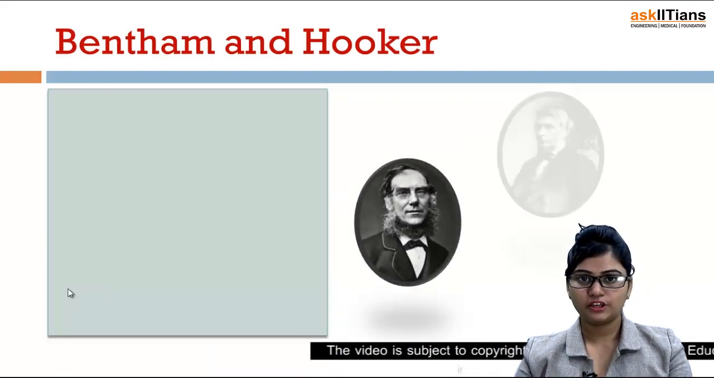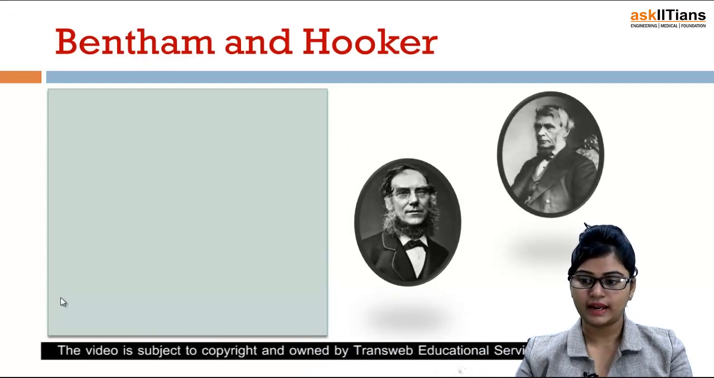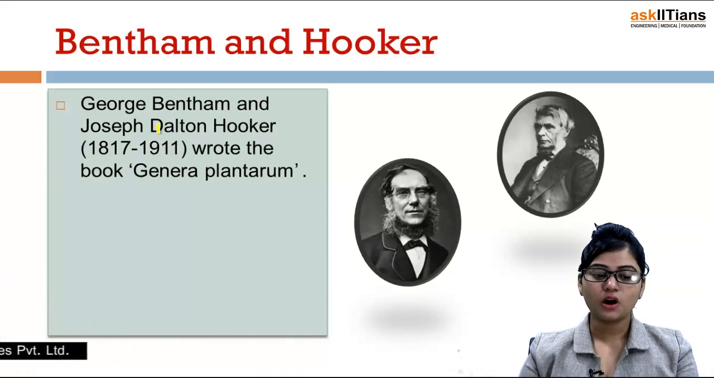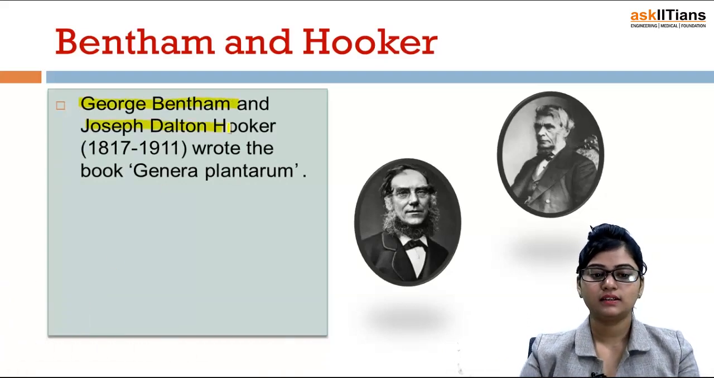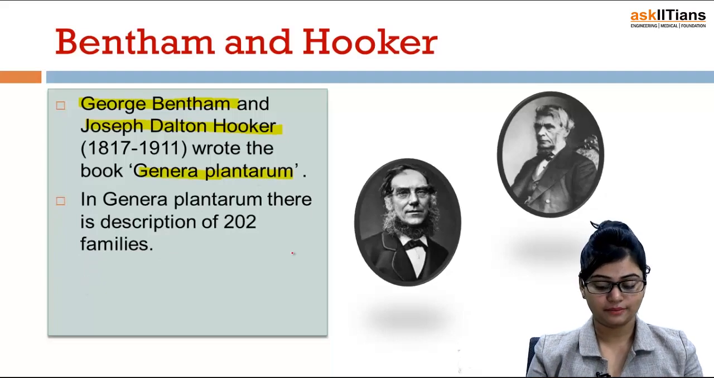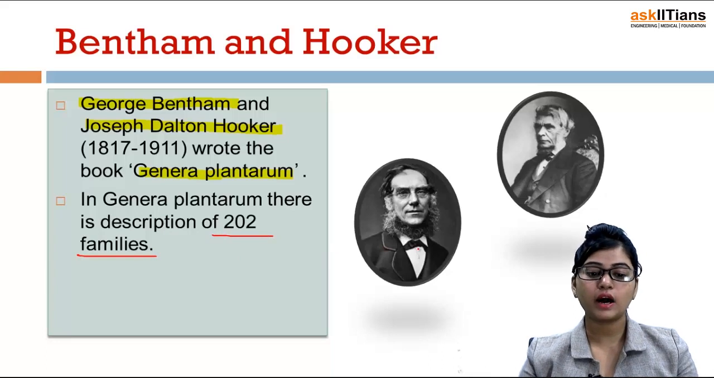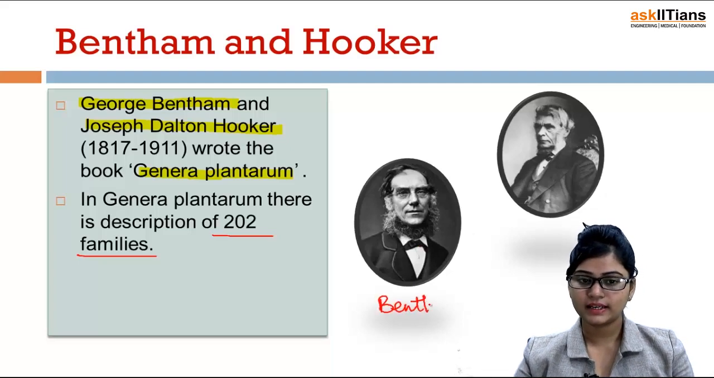Okay, next is Bentham and Hooker. This first picture is of the scientist Bentham and this is Hooker. So who are these two? George Bentham and Joseph Dalton Hooker. They wrote the book Genera Plantarum. In Genera Plantarum, there is a description of 202 families. 202 families were described in this book by the scientists Bentham and Hooker.